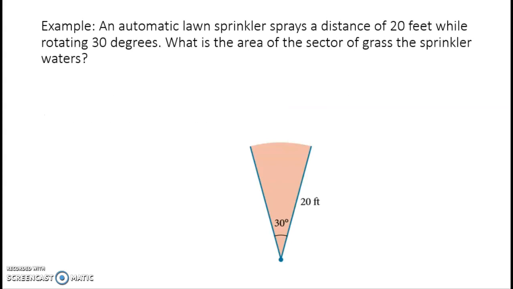Okay, so an automatic lawn sprinkler sprays a distance of 20 feet while rotating 30 degrees. What is the area of the sector of grass the sprinkler waters? Okay, well first off, we're in 30 degrees and we need to change that to radians.